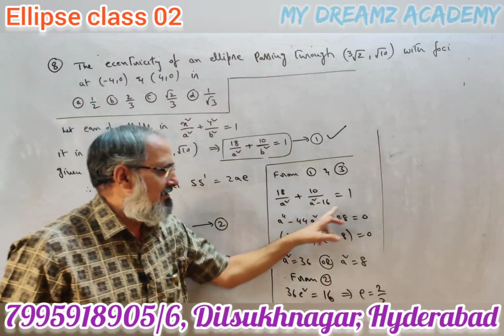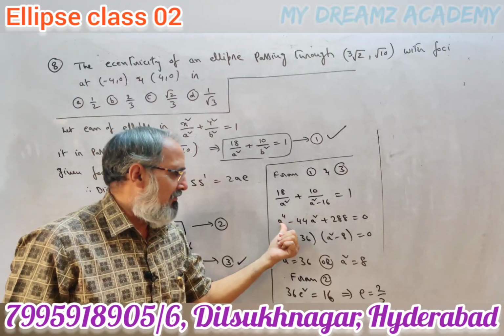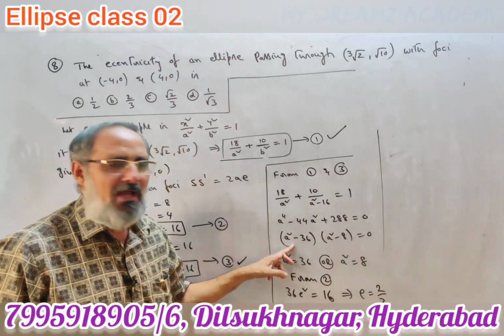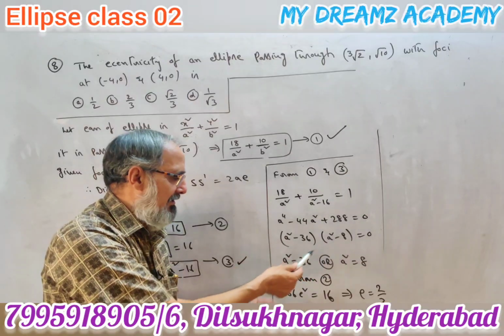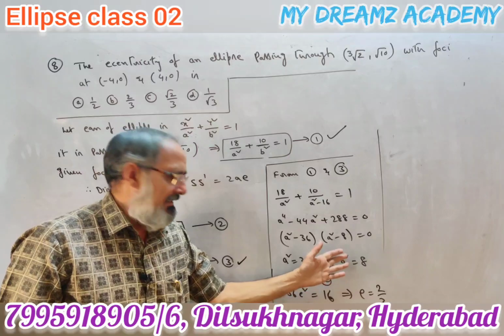So the entire equation comes as a biquadratic in a, that is a⁴ minus 44a² plus 288 equals 0. By factorization it comes (a² minus 36)(a² minus 8) equals 0. So either a² equals 36 or a² equals 8.